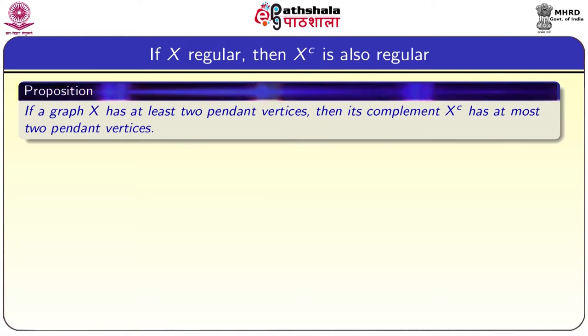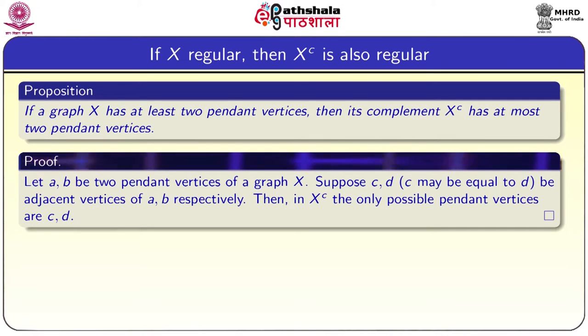If X is regular, then X complement is also regular, that we will show, but before going to that, we will prove this proposition. The proposition says that if a graph X has at least two pendant vertices, then its complement X complement has at most two pendant vertices. If a and b are two pendant vertices of a graph X, suppose c, d (c may be equal to d) are adjacent to vertices a, b respectively, then in X complement, the only possible pendant vertices are c, d.